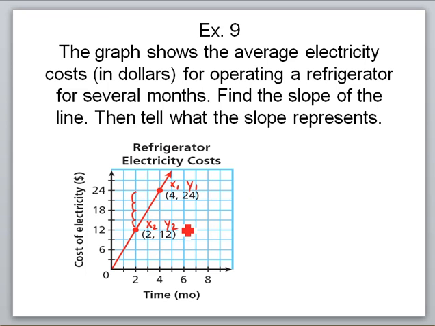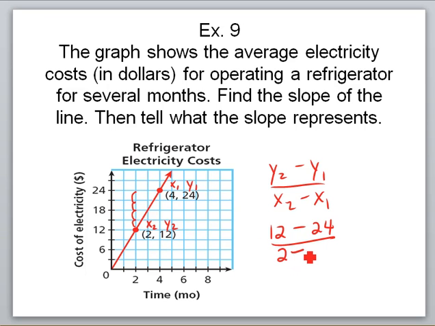You have a slope where you're saying y2 minus y1 over x2 minus x1. Your y2 is 12 minus your y1 is 24 over your x2 is 2 minus your x1 is 4. 12 minus 24 is -12. 2 minus 4 is -2. That does give you a positive 6 slope. I will explain on the next slide or in the next video what this represents.